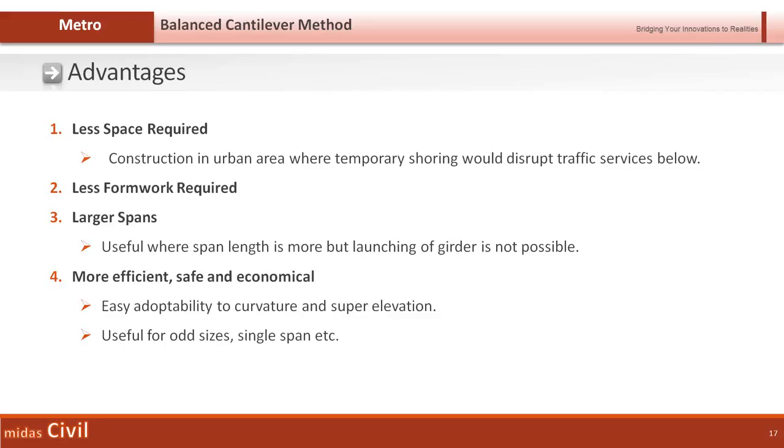Also, it is quite efficient and it can easily adapt to any curvature, or any superelevation. Okay, and for different types of sections like tapering sections, it is quite good.